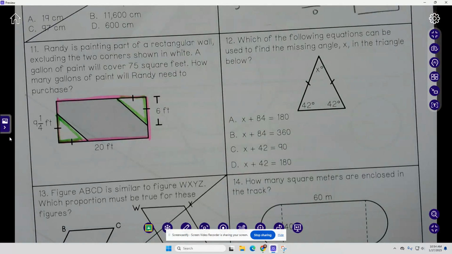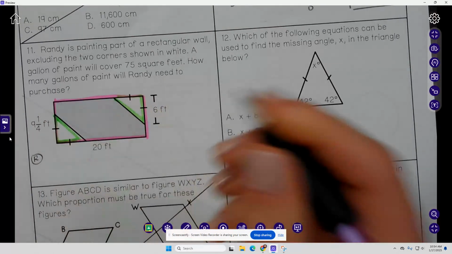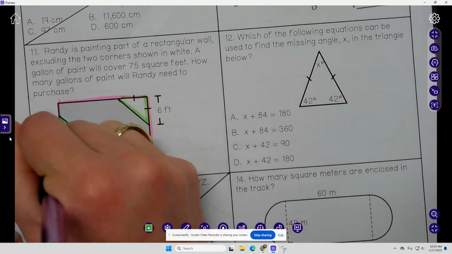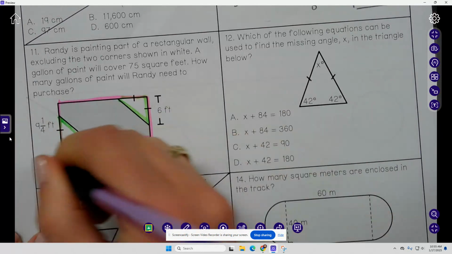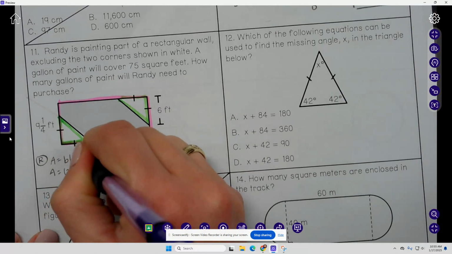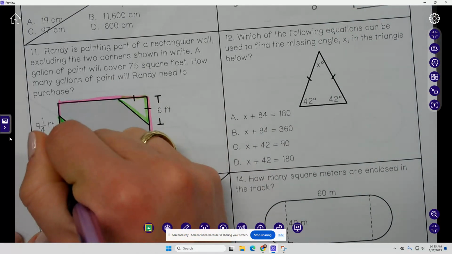So I need to find the area of my rectangle. So I'm going to label it with an R. So that would be area equals base times height. Area equals 20 times 9.25. And when I solve that, you get 185.